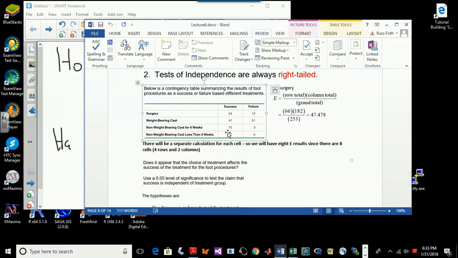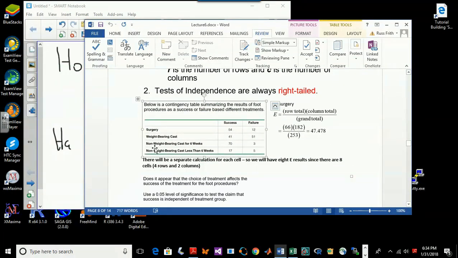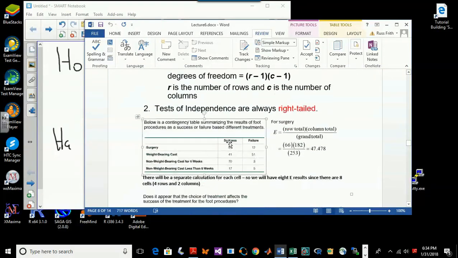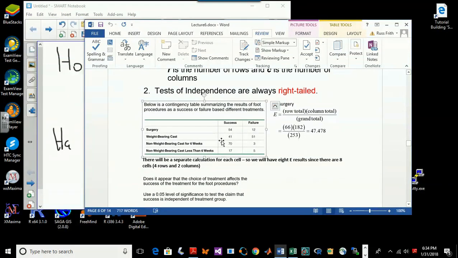So how do we know which column to use? That's an interesting question. Well, since we're interested in successes, in other words, we're trying to test the claim, analyze whether one treatment method is more successful than another one, we can do this one. So we'll do this type of analysis. But if we were interested in which treatment had more failures, then we would use this column as the column total. So we want to test the theory that one method of treatment was more successful than another method.